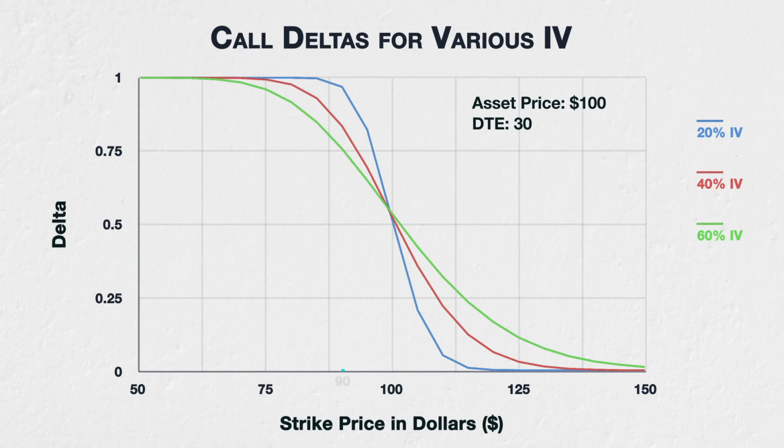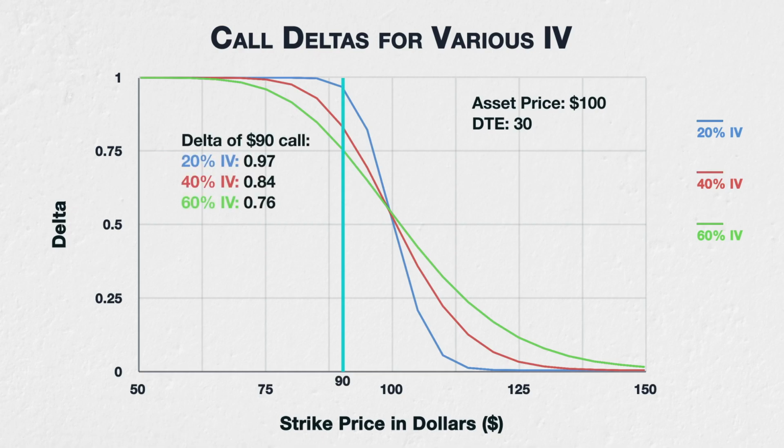Let's take a look at the $90 strike call option here as an example. This is what the delta would be for each IV level. At 20%, it's 0.97. At 40%, it's 0.84, and at 60%, it's 0.76. The only thing that is different here is the implied volatility. The strike price, underlying price, and time to expiry are all the same. This difference in implied volatility between 20 and 60% leads to deltas ranging from 0.76 to 0.97.